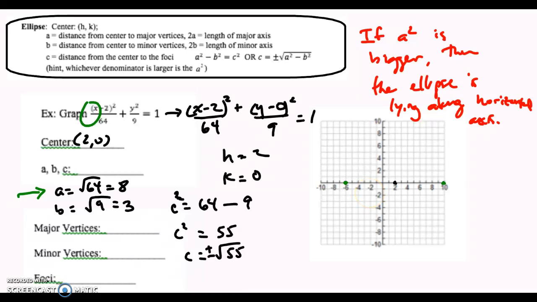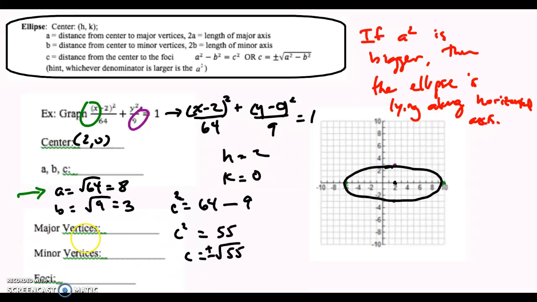The y value goes with the b value, and the b value is 3. So that means I'm going to go up 3 from the center. I'm going to go down 3 from the center. And once I have those points, I'm ready to connect the graph. And again, I'm not doing anything with the center here when I'm graphing. I'm just connecting those major and minor vertices.